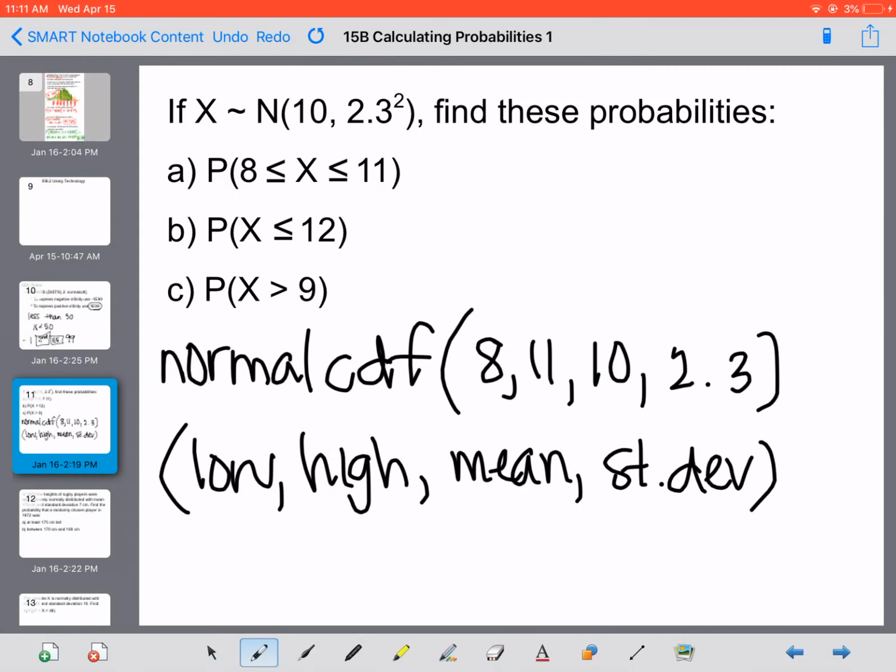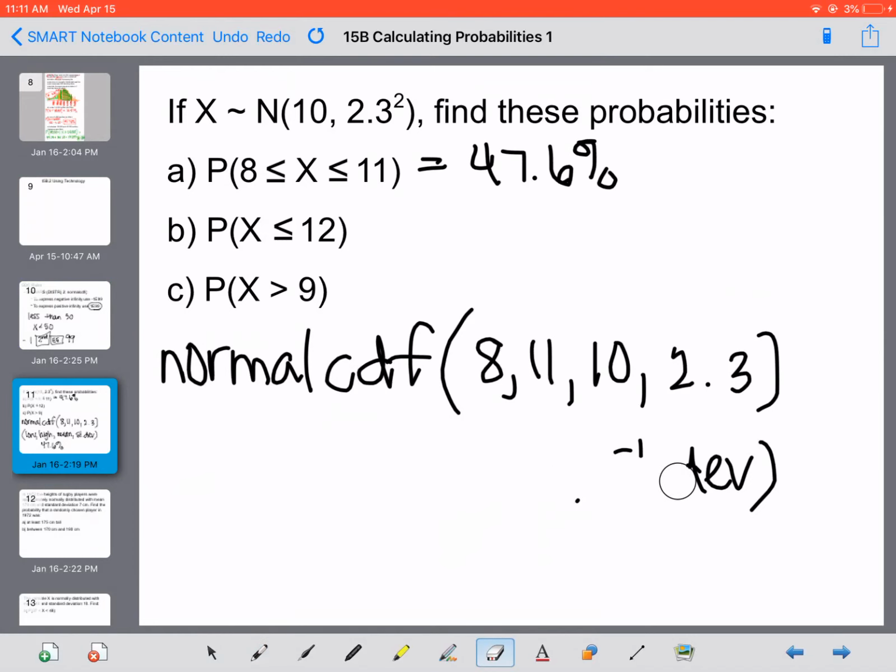If you have the 84, it's more spelled out for you, and you'll see you just type in those numbers where it's asking for it. So when you type that in, you hit enter, and you get 47.6%. So the probability, if you have a standard deviation of 2.3 and a mean of 10, of you landing between 8 and 11 is 47.6%. Okay, so then part B, I'm going to erase this here.